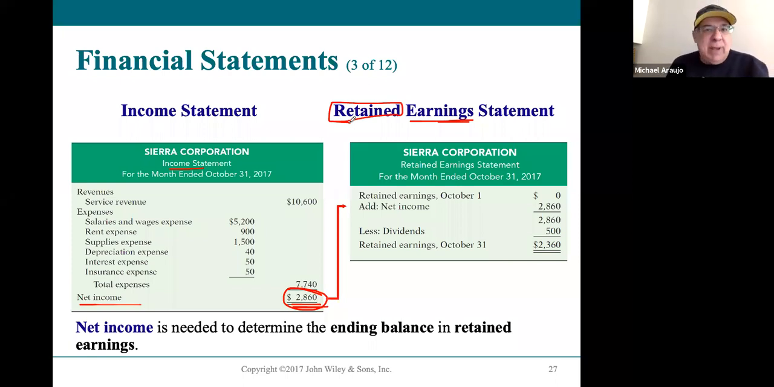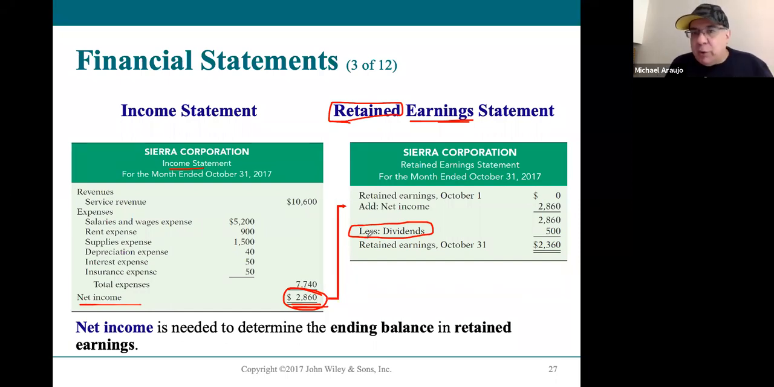Retained means to keep in. Earnings means profit. So retained earnings simply means how much of the profit is being kept in the company for reinvestment. Well, what else can happen to the profit? Some of it is shared with the owners in the form of a dividend. A dividend is simply when a corporation shares a portion of the profits with the actual owners.